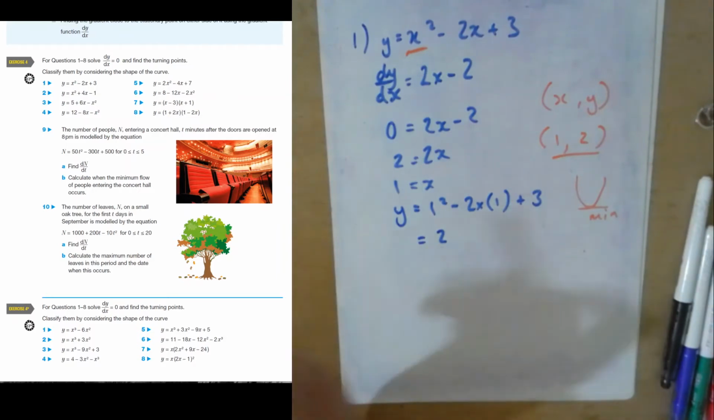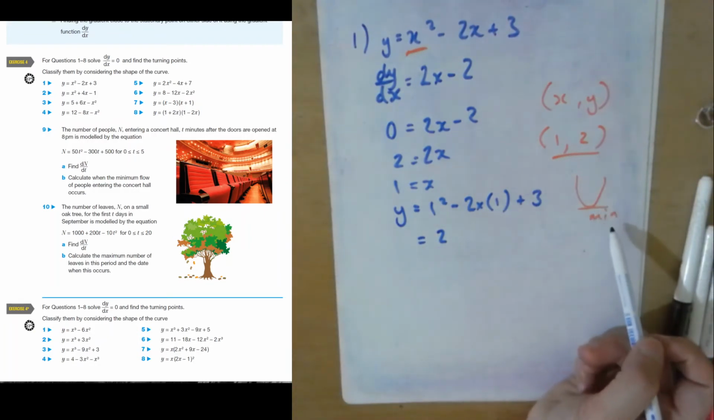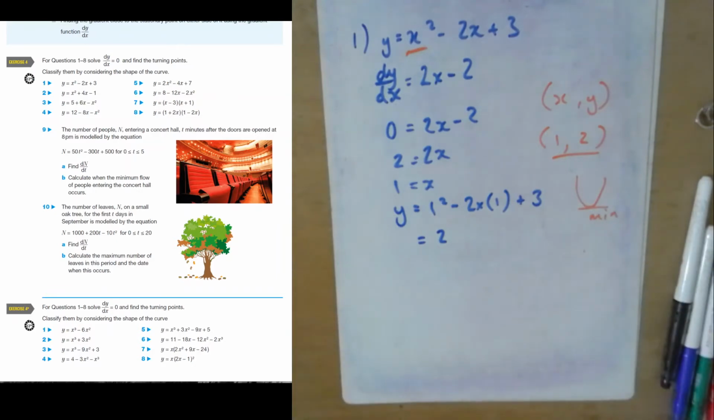So you don't have to worry about putting x equals 1.1 and x equals 0.9. All you have to do is just say, that's the shape, it's a minimum, okay?